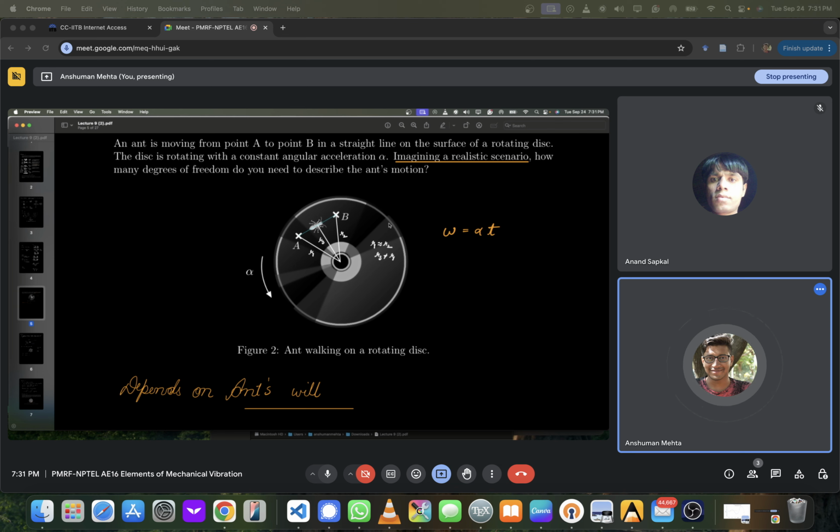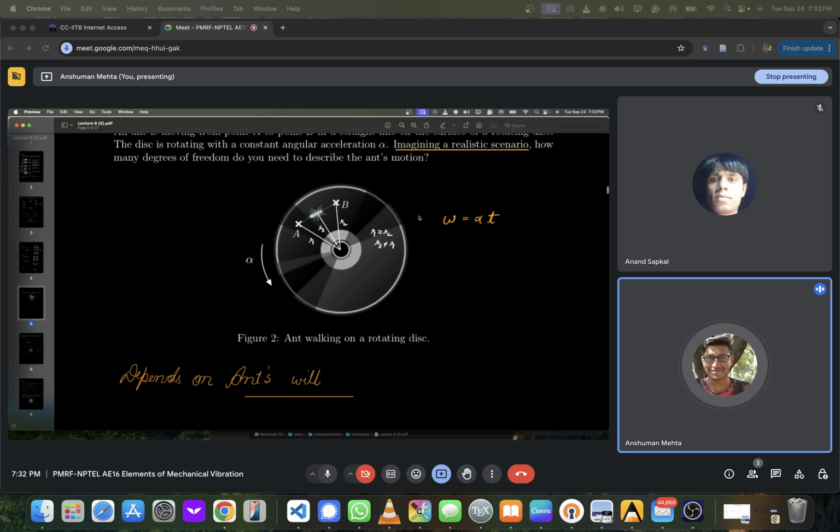So it had to withstand both of these forces. If it didn't, it will be just flung out of the system, and then that's a different problem altogether now, because it's like the ant is flying. Now what will be the degree of freedom? So the answer depends on the ant's will. Alright, now moving to the next question.